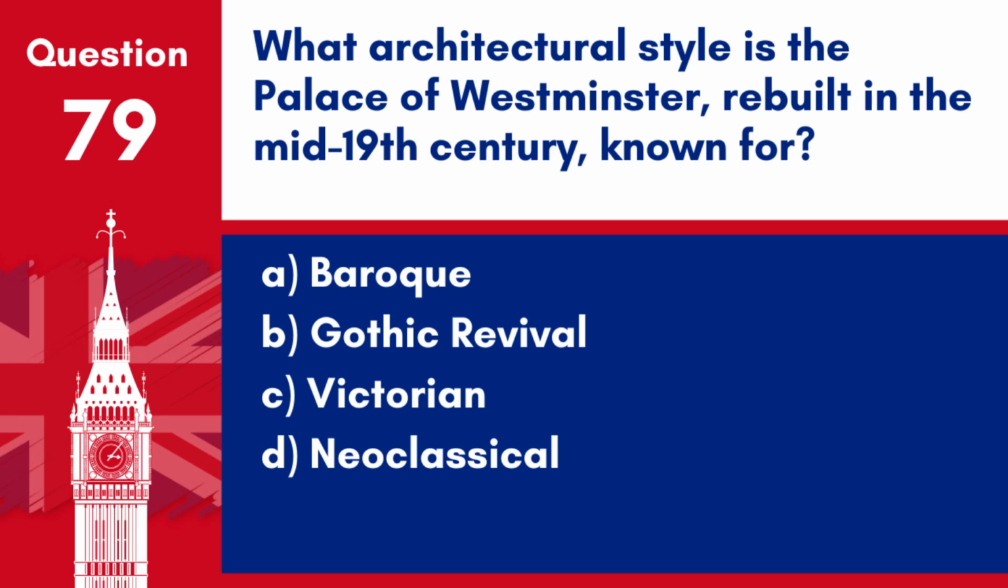Question 79. What architectural style is the Palace of Westminster, rebuilt in the mid-19th century, known for? A. Baroque. B. Gothic Revival. C. Victorian. D. Neoclassical. Answer B. Gothic Revival. The Palace of Westminster, rebuilt in the mid-19th century, is known for its Gothic Revival architectural style.